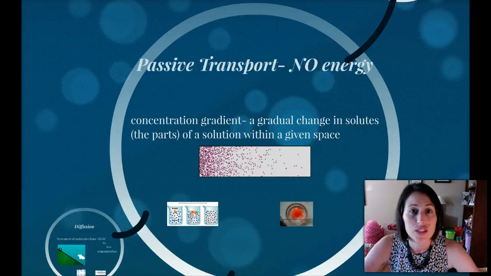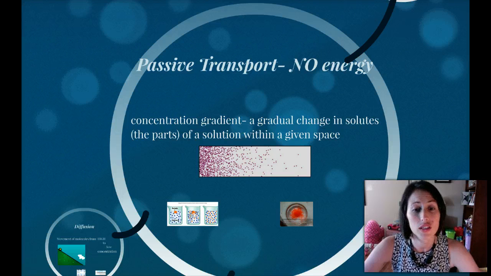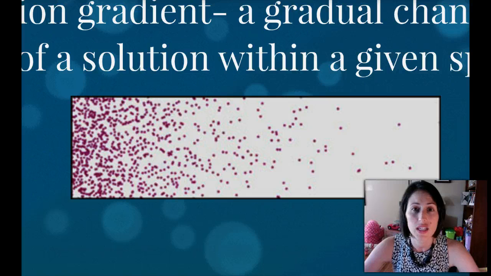Passive transport means no energy is required, okay? An important key term that we're going to talk about is concentration gradient. So when you're talking about concentration gradient, we're looking at a gradual change of solutes, or parts of a solution within a given space. And I found this picture that I really liked because I think it does a good job showing what a concentration gradient looks like.